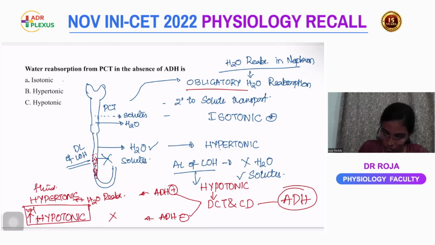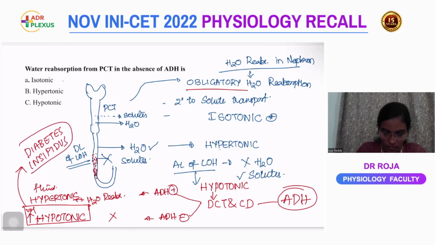Right? Now, where do you see this condition? More amount of urine. Next is nothing but the urine. So, where do you see this condition of greater volumes of hypotonic urine getting excreted? The condition is diabetes insipidus. So this is a condition where you see increased volumes of urine, which is hypotonic, and that is when ADH is absent.